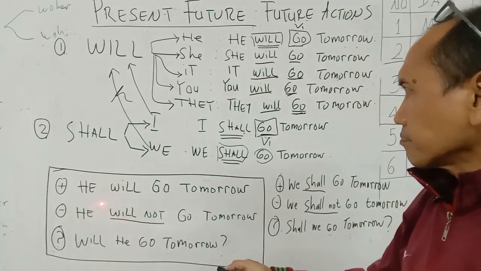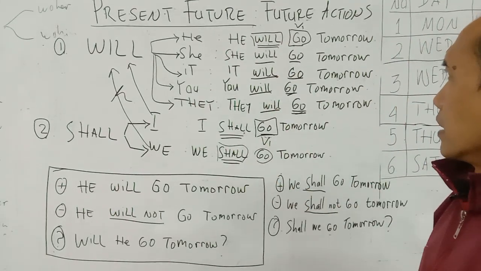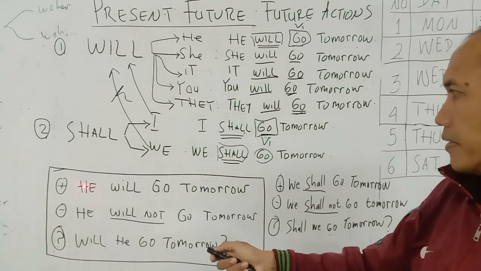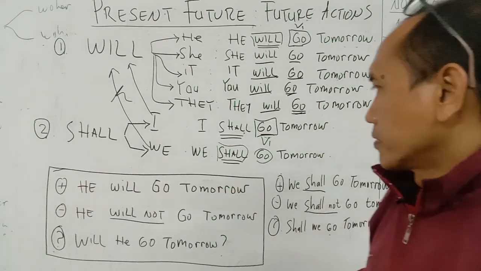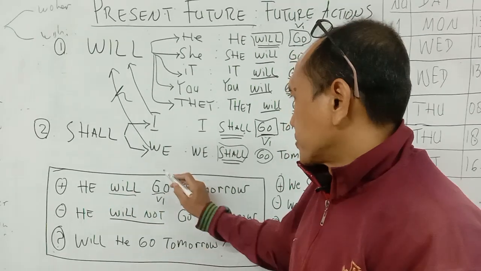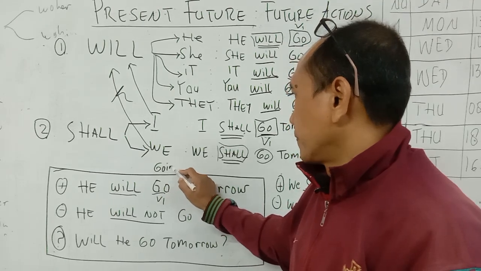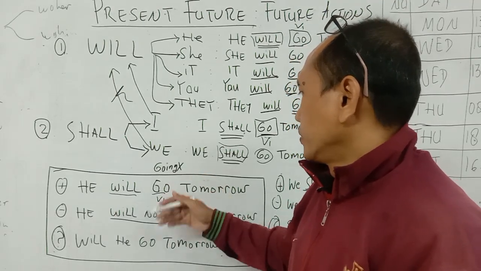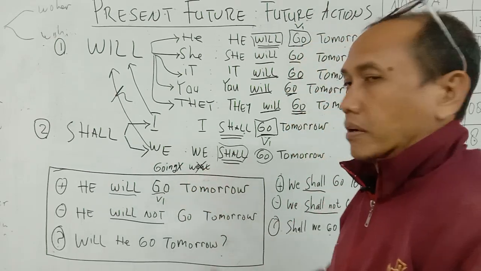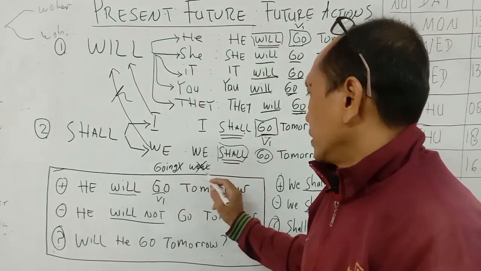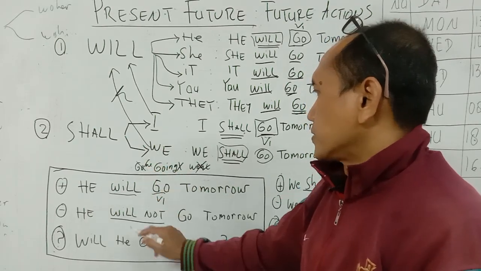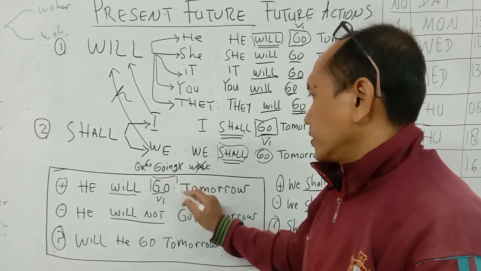And see here, I make the positive or the affirmative sentence here. And here, he will go tomorrow. Remember, I told you just now, after will should be a verb 1. We must not say he will going. It is wrong. Or you use verb 2, he will went. No, this is wrong. Or you say he will gone. No, this is wrong. So after will, you put verb 1 here.